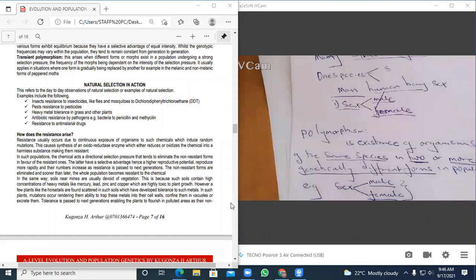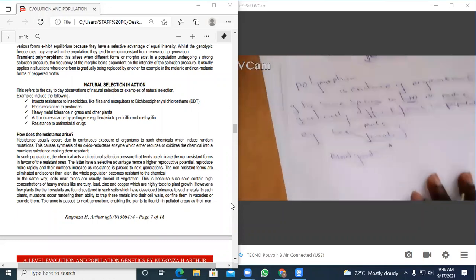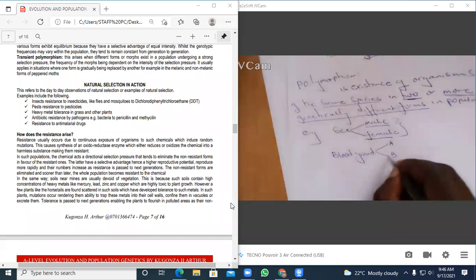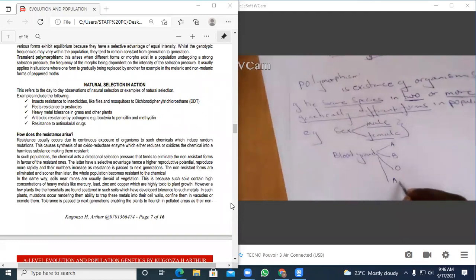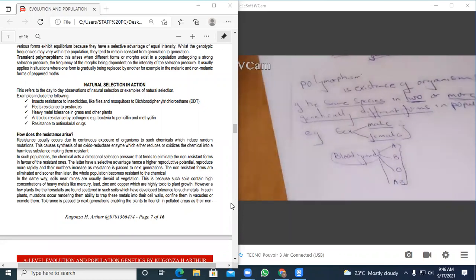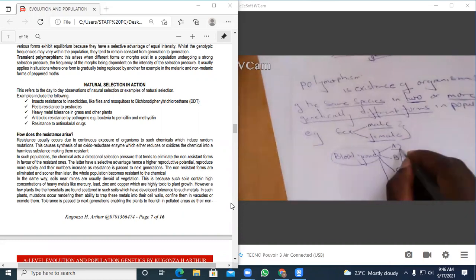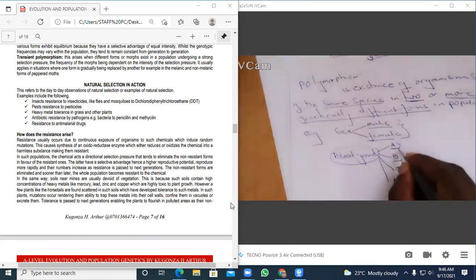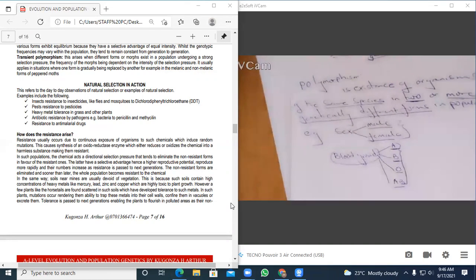You find in human beings, we have people of blood group A, people of blood group B, people of blood group O, and people of blood group AB. These human beings are of the same species, all of them. Like most of you, how we are now on this platform, we are all human beings of the same species. But among us some are A, B, O, and AB. We are organisms of the same species, but having different forms. That is what we call polymorphism.